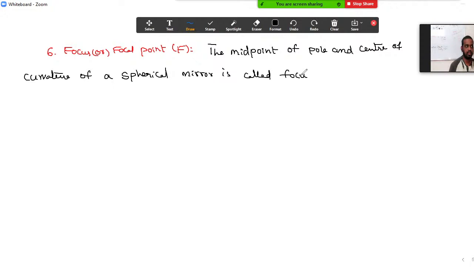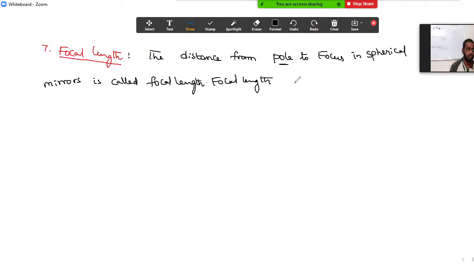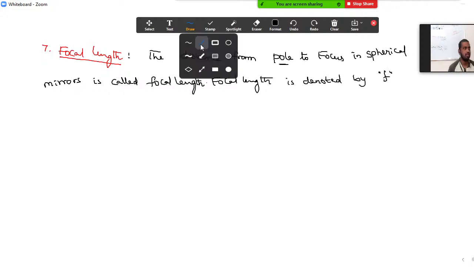Whatever measurement we make, the distance from pole to focus in spherical mirrors is called the focal length. Remember, focal length is denoted by small f. Focal length is denoted by small f.